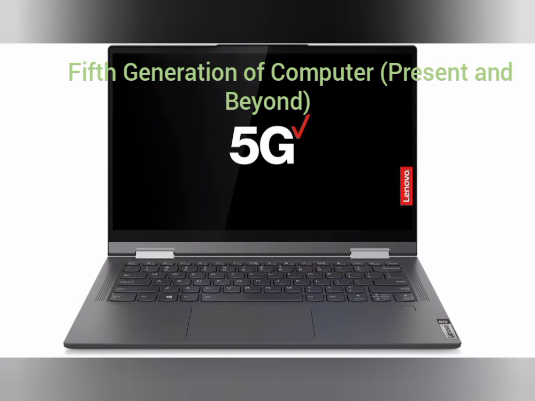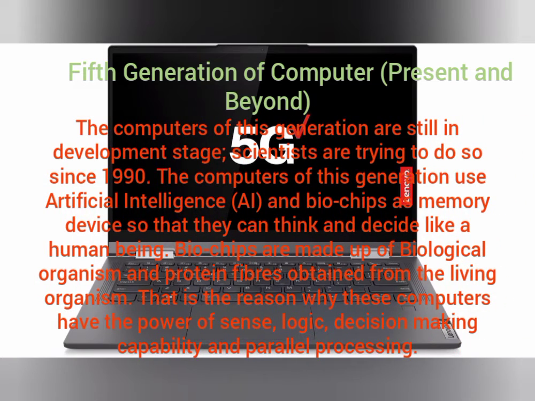Fifth generation of computer, present and beyond. The computers of this generation are still in development stage. Scientists have been trying to do so since 1990. The computers of this generation use artificial intelligence, AI, and biochips as memory device so that they can think and decide like a human being. Biochips are made up of biological organism and protein fibers obtained from the living organism. That is the reason why these computers have the power of sense, logic, decision-making capability and parallel processing.